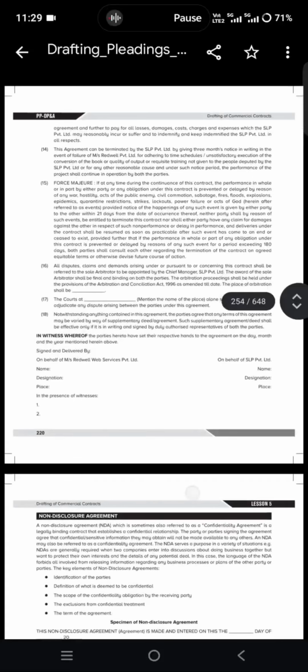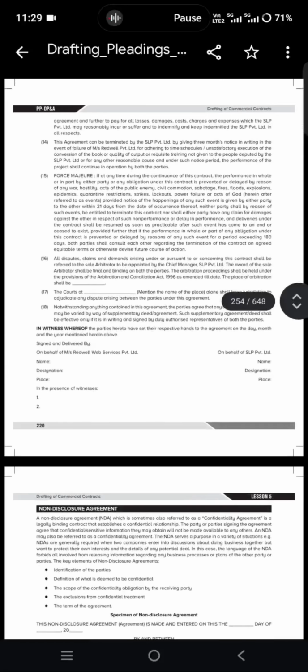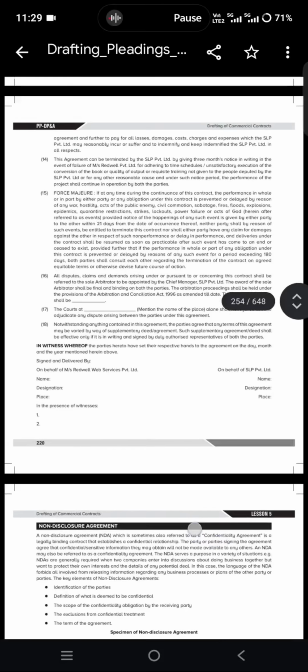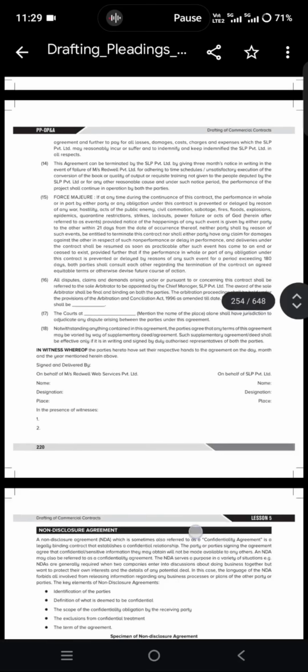The object and consideration of a contract is legal and not opposed to public policy. The terms of the contract are certain. The agreement is capable of being performed. Therefore, to form a valid contract, there must be an agreement based on genuine consent of the parties, supported by consideration, made for a lawful object and between competent parties.